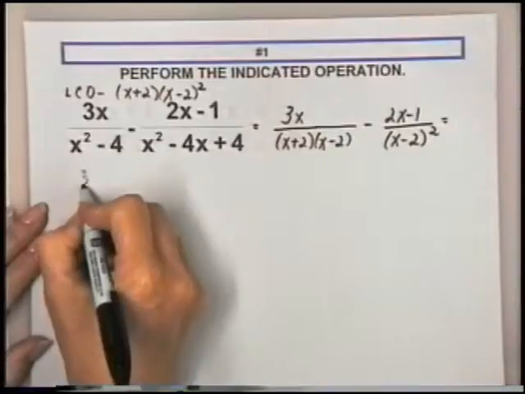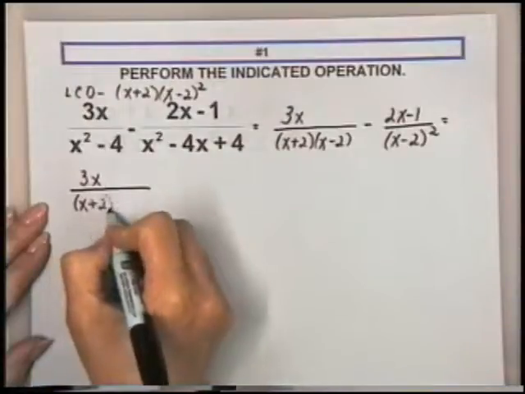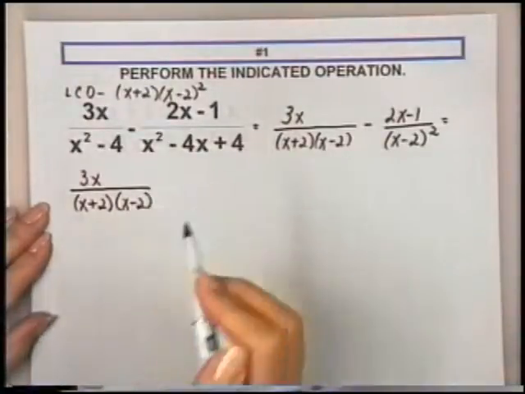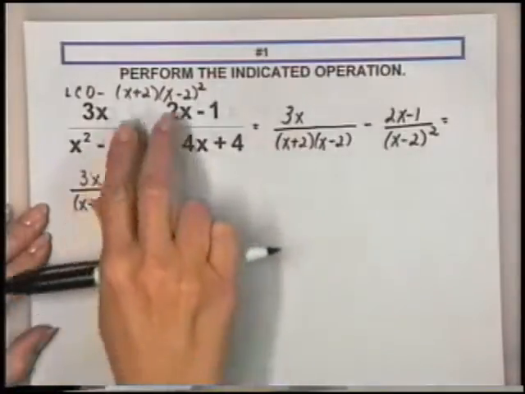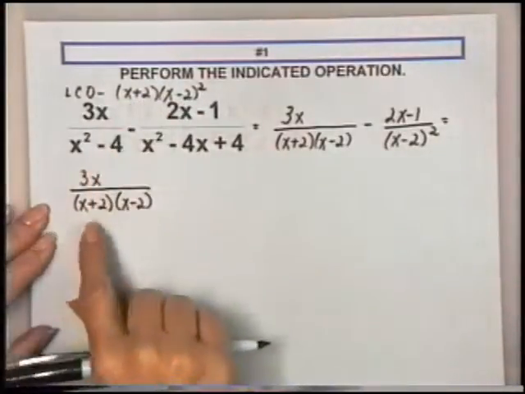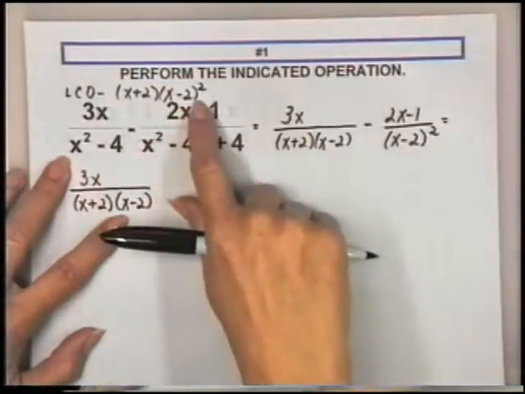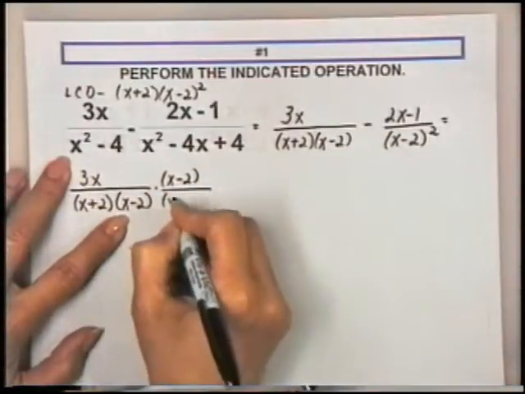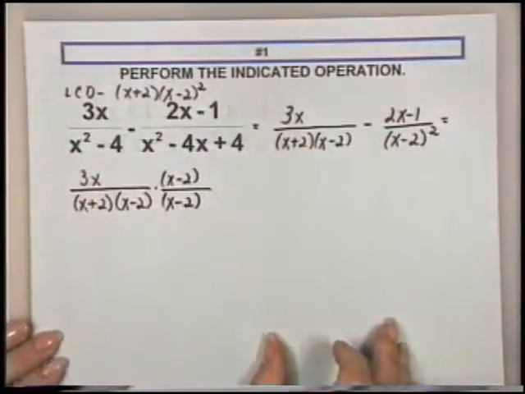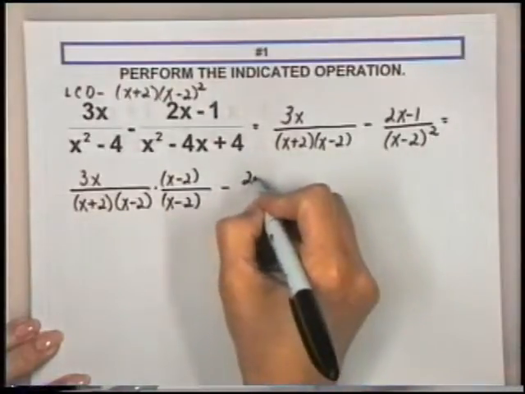Now let's get my equivalent fractions. Let's take this first fraction. Let's rewrite it. Let's look at its denominator. What is the needed factor so that the resulting equivalent fraction will have a denominator that's equal to the LCD? Well, I have the x plus 2. I have one of the x minus 2's, but I need another x minus 2. So I will multiply by x minus 2 over x minus 2.